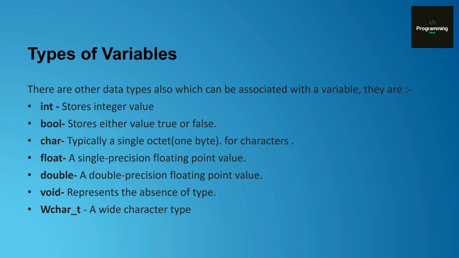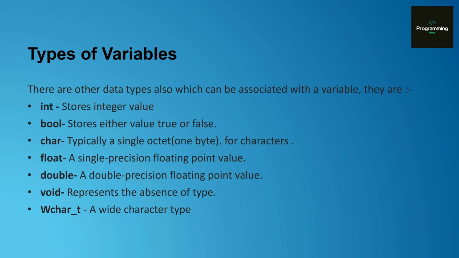Now let's discuss the types of variables. You can see there are different types of variables shown on the screen. First is the integer, which is used to store integer values, that is the numbers. Then we have a boolean. Boolean can either store true or false. It has only two values.